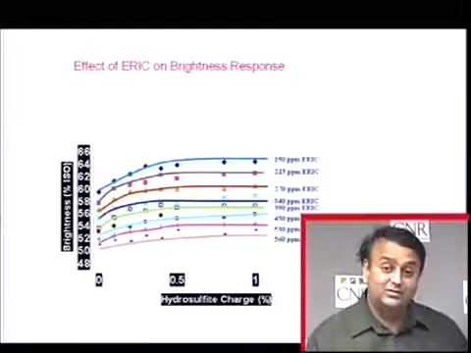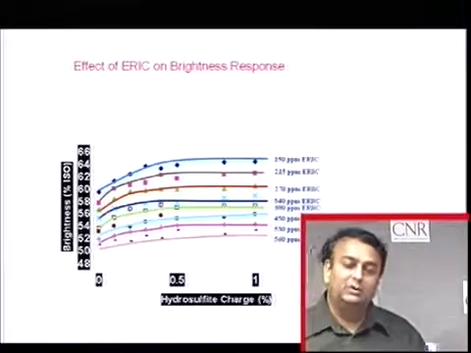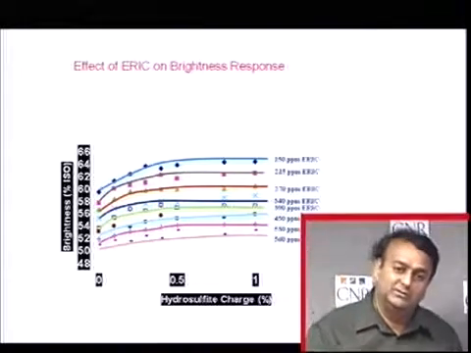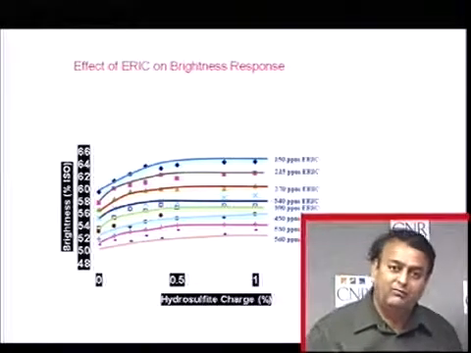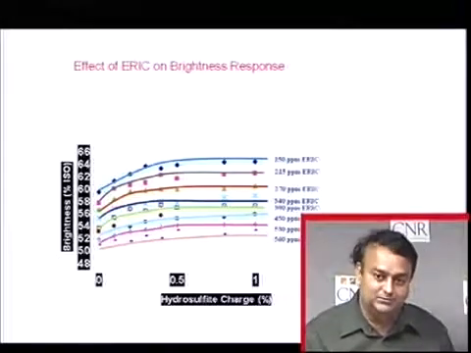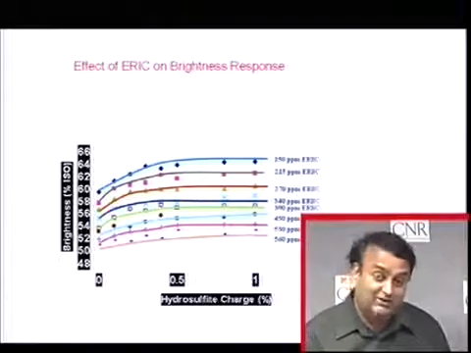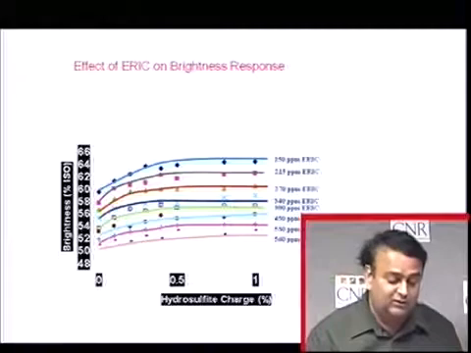So where in the process do you add hydrosulfide? Typically you add at the end of the process, not at the beginning of the process where you have a high amount of ink. So point of addition is extremely important for bleaching.